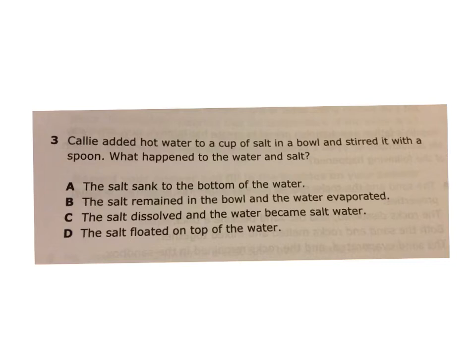Number 3. Callie added hot water to a cup of salt in a bowl and stirred it with a spoon. What happened to the salt and water? A. The salt sank to the bottom of the water. B. The salt remained in the bowl and the water evaporated. C. The salt dissolved and the water became salt water. D. The salt floated on top of the water.